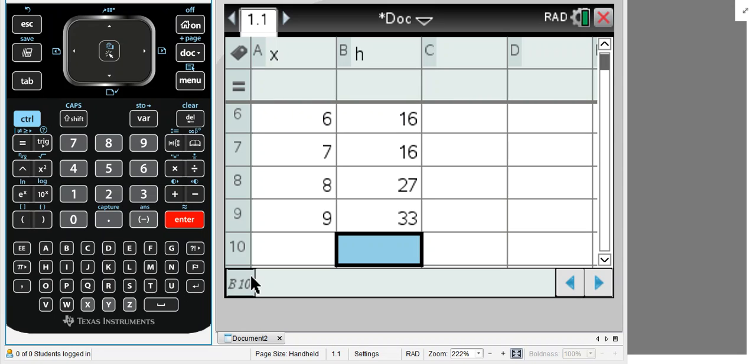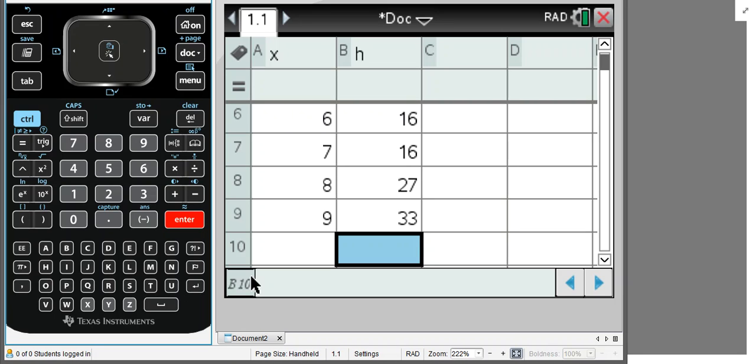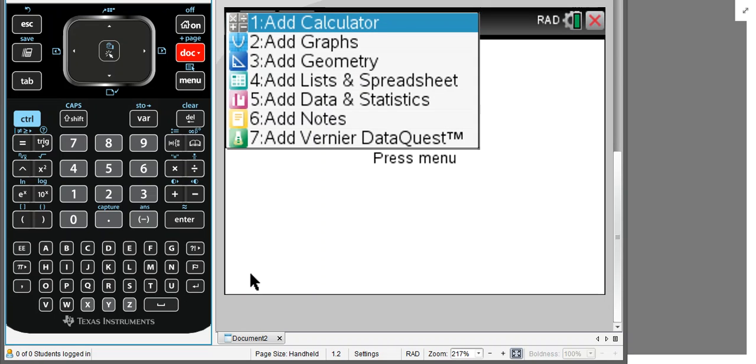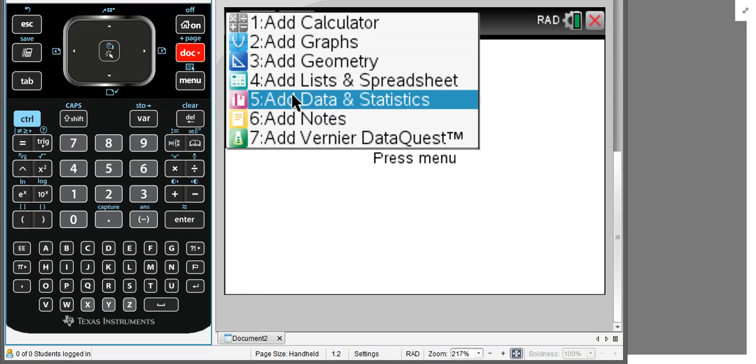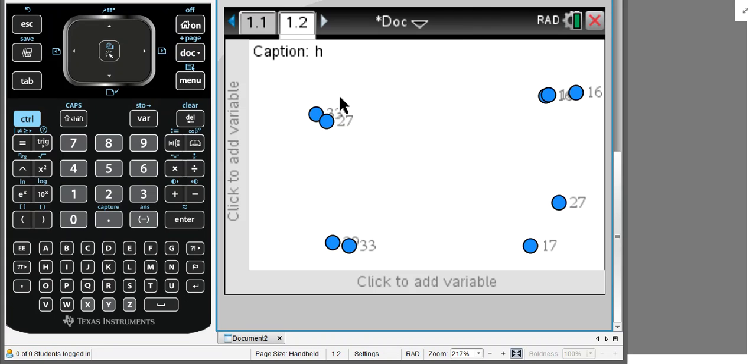Now the next thing that I have to do in the TI Nspire is create another page in this document. This time when we add the page, we're going to add a data and statistics page. So I'll press the control key on the keypad and then the document key. This will add a new page to the document. We will tell the calculator that we'd like to add number 5, a data and statistics page.